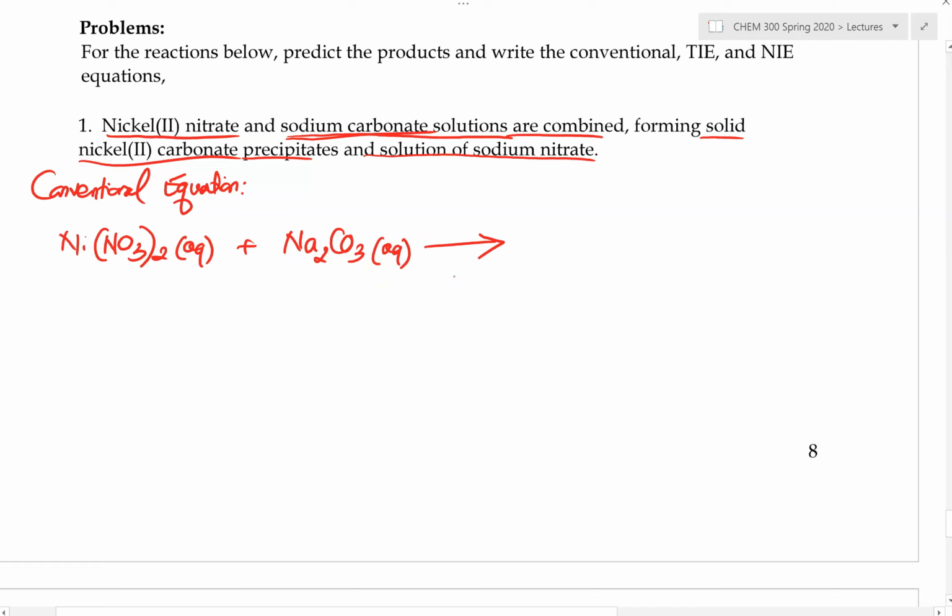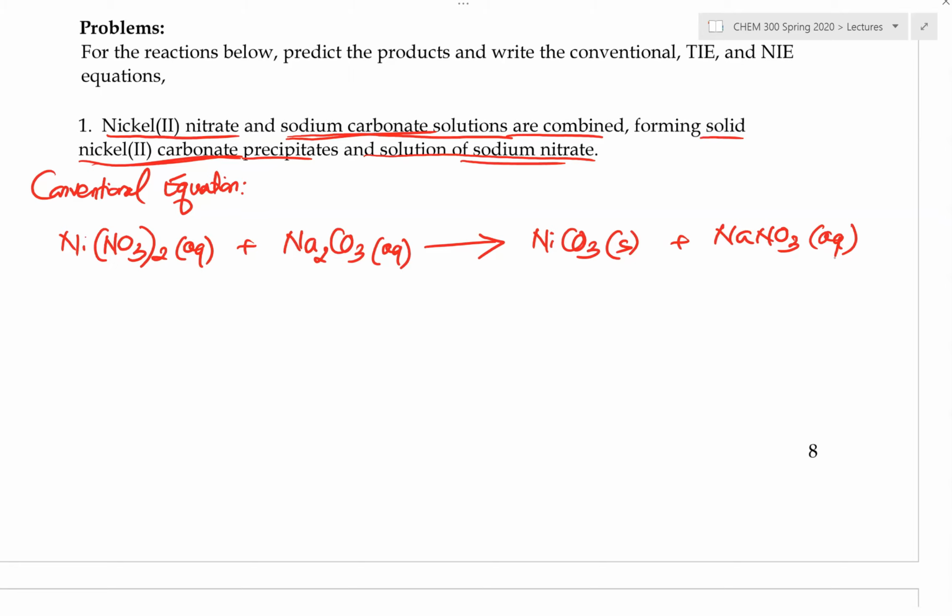And now on the product side, we are forming nickel 2 carbonate precipitate. So the formula of nickel 2 carbonate is NiCO3. And now this is a solid. It is insoluble in water. And the other product, sodium nitrate, which is NaNO3. And this is soluble in water, so therefore it is an aqueous. So there we go. That is our conventional equation.